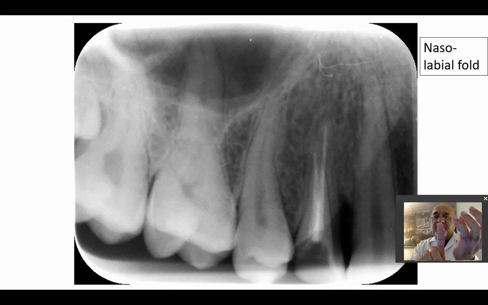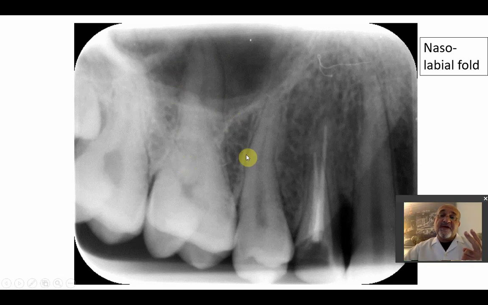Okay, I'm looking for, see, this is the shadow, and this is the reality. This is the problem with 2D imaging, that you lose depth. So how do you know that this root is inside the sinus or not?